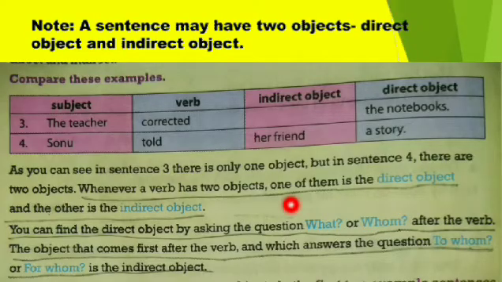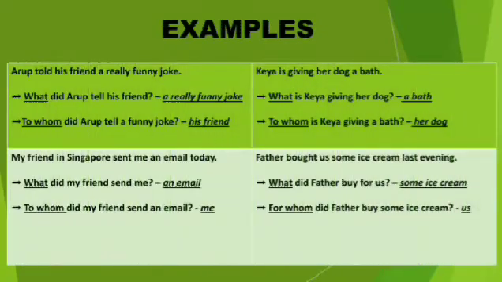As we learned, if we ask the question what or whom, we get the direct object, and if we ask to whom or for whom, we get the indirect object. Let's see here. There is a sentence: Arup told his friend a really funny joke. If we ask what did Arup tell his friend, we get the answer a really funny joke. This is the direct object. On the other hand, if we ask to whom did Arup tell a funny joke, we get the answer his friend. So his friend is the indirect object.